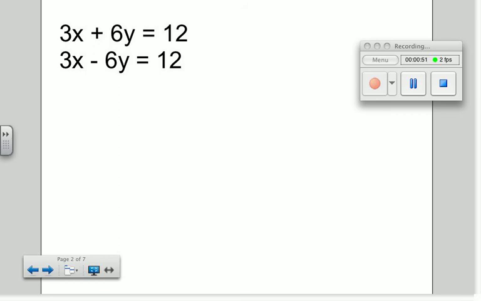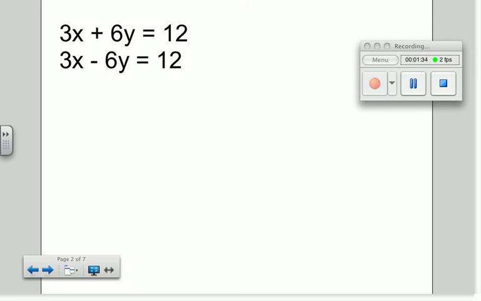We see here we have two equations, 3x plus 6y equals 12 and 3x minus 6y equals 12. What you want to do when you use the substitution method is solve one of these equations for either x equals or y equals. It doesn't really matter which one you solve for. Just pick one and go with it. As we go through different examples, hopefully you'll pick up on some cues that it'd be easier to solve this one for x or that one for y. So let's look at this first one.